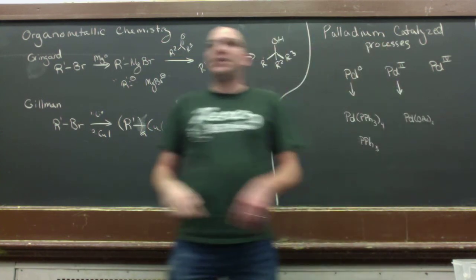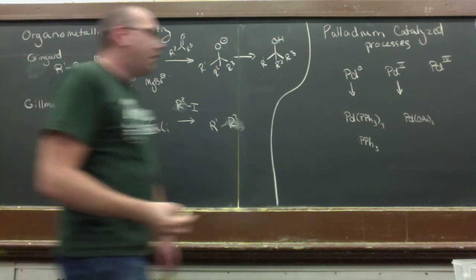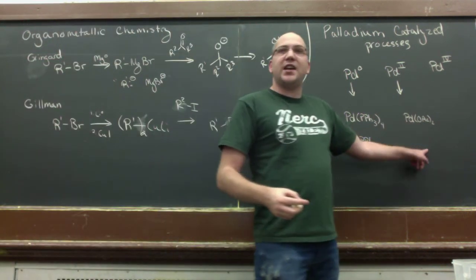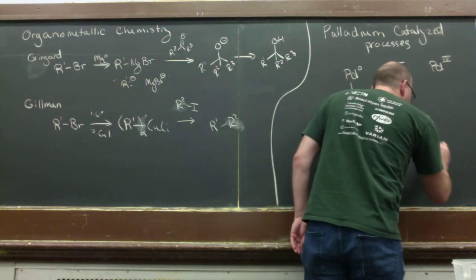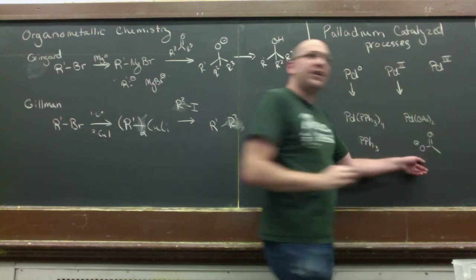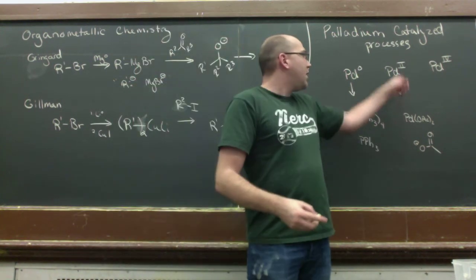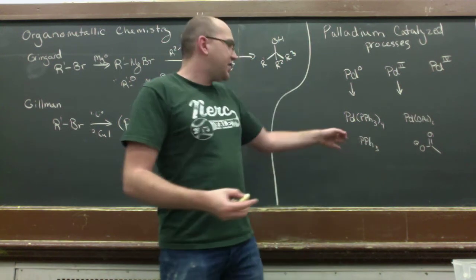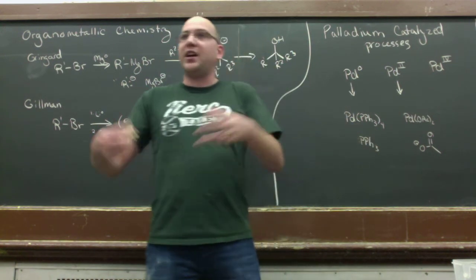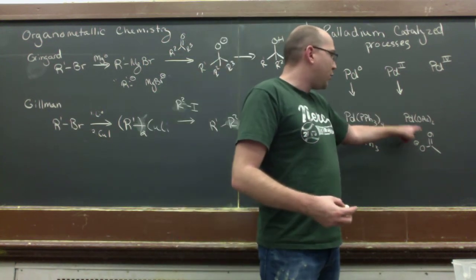So palladium acetate, or palladium-2 acetate, is a form of palladium-2, right? And what you notice about the ligands in this case is that the acetates are in fact negatively charged. So you can think about that bond between the palladium and the acetate as almost being a covalent bond. Whereas in this case, maybe we want to call it a dative bond, or just a coordinative bond. In this case, we've drawn it as more of a covalent bond.